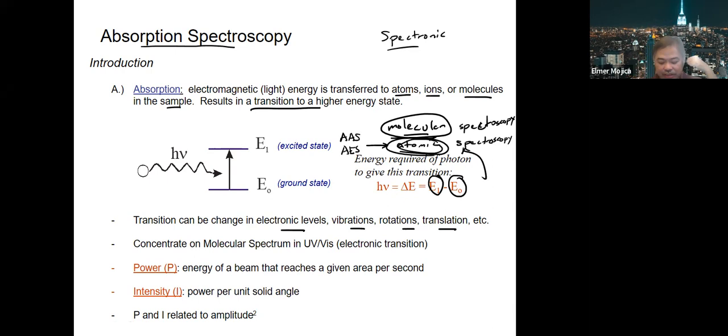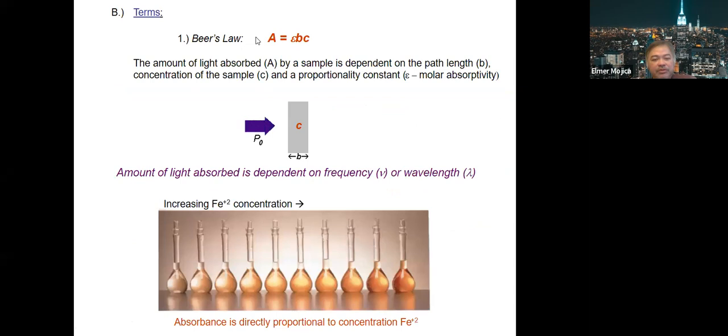Now, the term that we need to consider is the so-called power. This is the energy of a beam that reaches a given area per second. And then we have what we call the intensity, the power per unit solid angle. So we could say power and intensity are related to amplitude, or amplitude squared. So if we're going to look at the sum of the terms that we use, we have the so-called Beer's law.